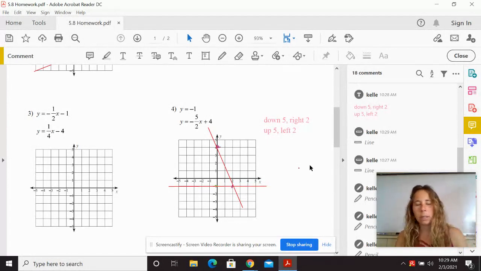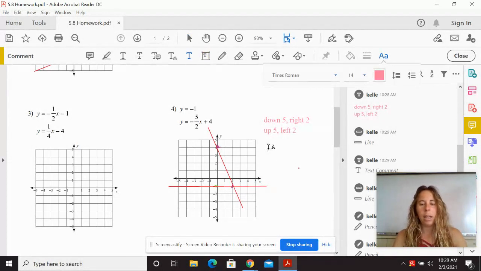So what is the solution to this system of equations? Well, it's where they intersect. So where do they intersect? At 2, -1. So your answer here is 2, -1. Right, that is your answer.